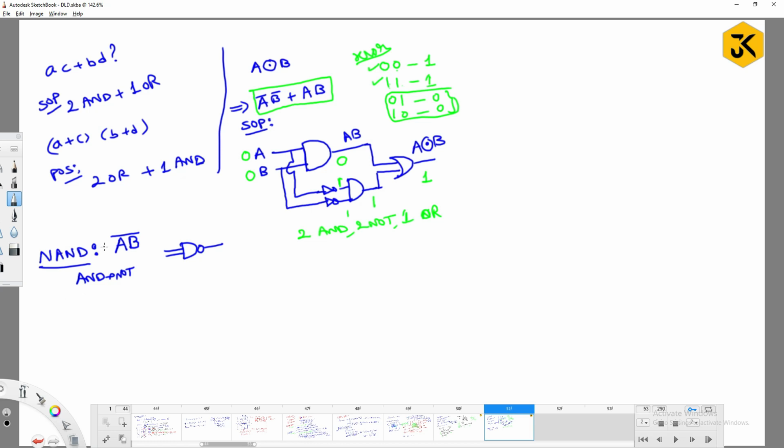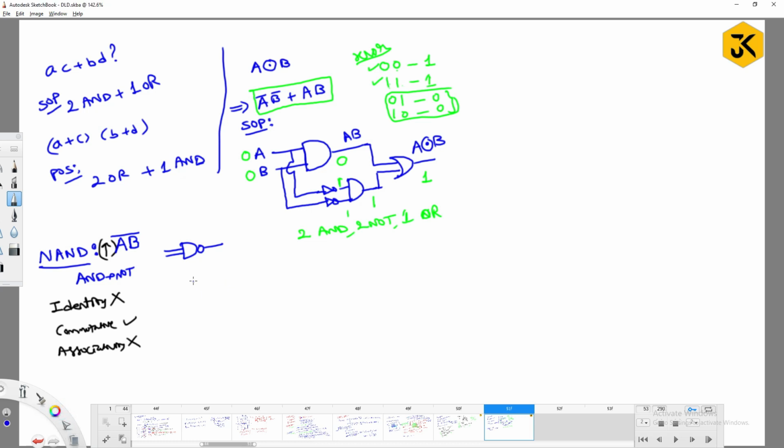So NAND I can represent with the symbol like this. The properties of NAND are: it doesn't follow the identity property, but the commutative property is followed, and it does not follow associativity either. Guys, I hope you know how to check all these. The way that we did for AND and OR operators, you can do for NAND also.